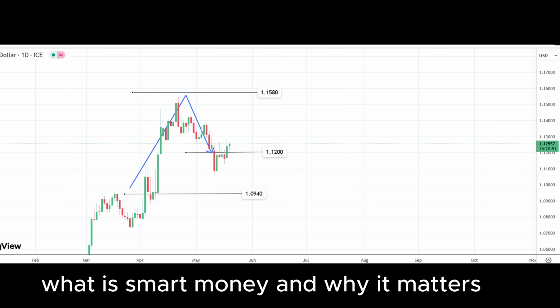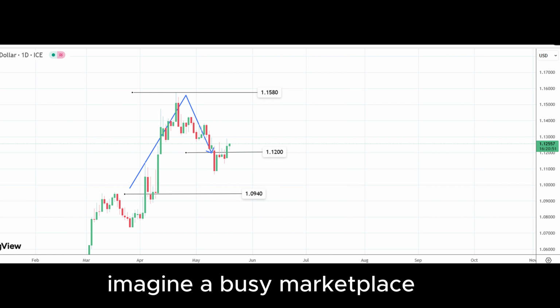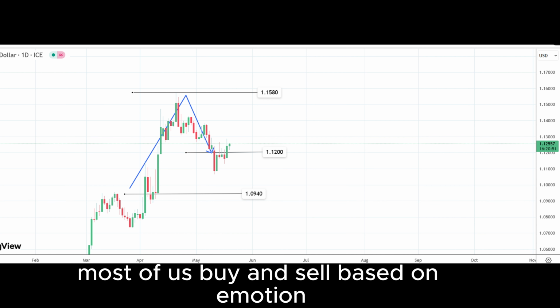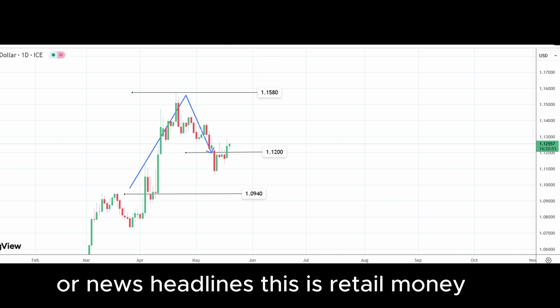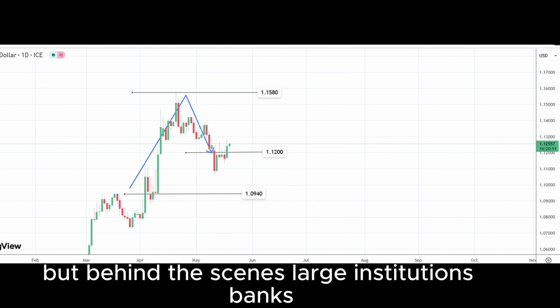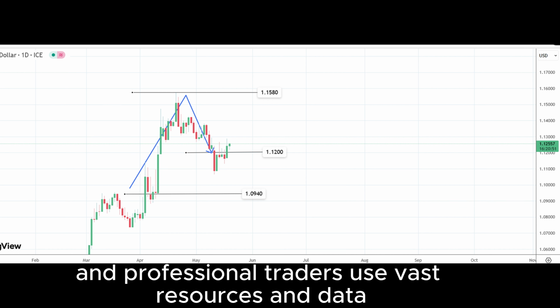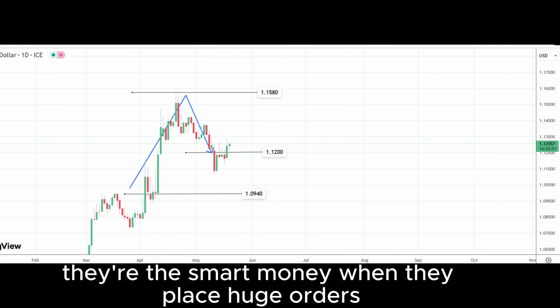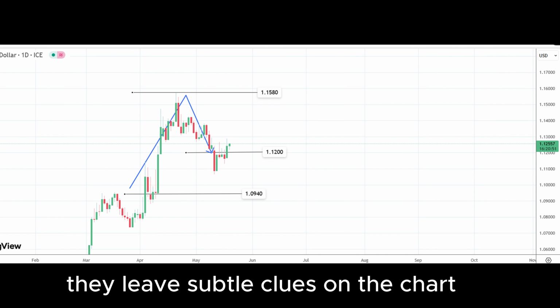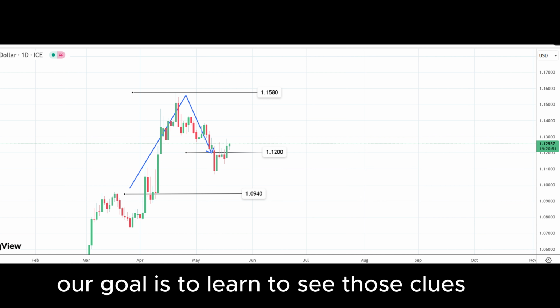What is smart money and why it matters? Imagine a busy marketplace. Most of us buy and sell based on emotion or news headlines. This is retail money. But behind the scenes, large institutions, banks, hedge funds, and professional traders use vast resources and data. They're the smart money. When they place huge orders, they leave subtle clues on the chart. Our goal is to learn to see those clues.